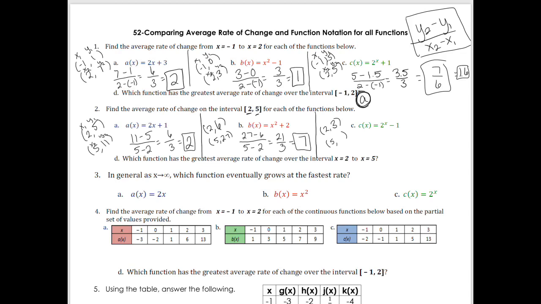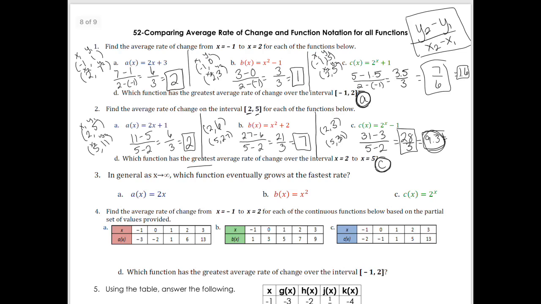2, 3, and 5, 31. So 31 minus 3 over 5 minus 2. 31 minus 3 is 28. Divided by 3 is 9.3 repeated. So either one of these will work. So which function has the greatest average rate of change over the interval? So which number is greater? 9.3. So this one is actually going to be C.